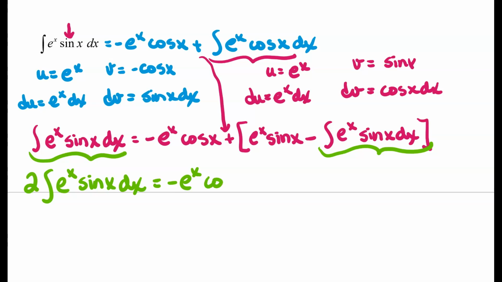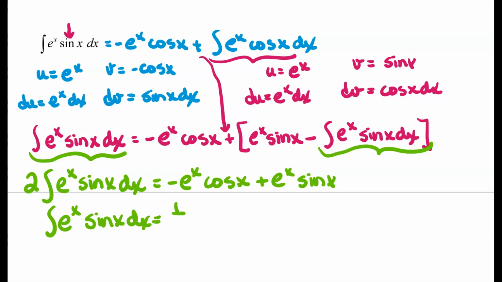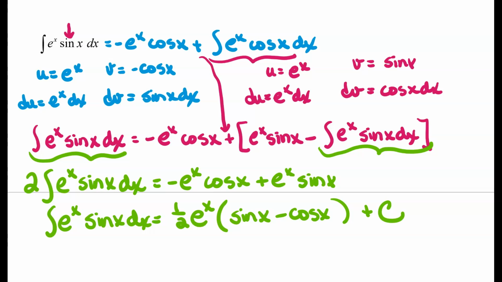So here are our UVs from doing parts twice. And then your final answer, the integral of e to the x sine of x dx, is equal to 1/2. I'm going to go ahead and factor the e to the x out. It's in both terms. I'll have a sine of x minus a cosine of x. And now that I'm finally finished, I'll tack on the plus c.